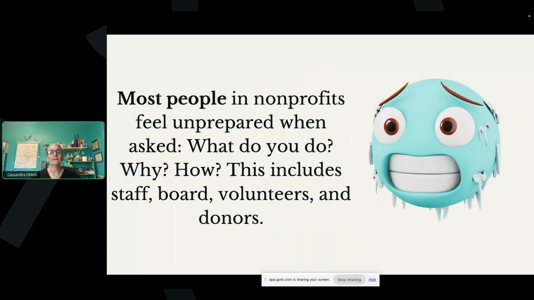So one thing about this issue is that a lot of people in nonprofits really don't feel prepared when they're asked these questions. And these are not surprising questions or uncommon questions, but a lot of people just feel like they don't know what to say. They freeze up, that deer in the headlights. Maybe not you, but people that you work with.